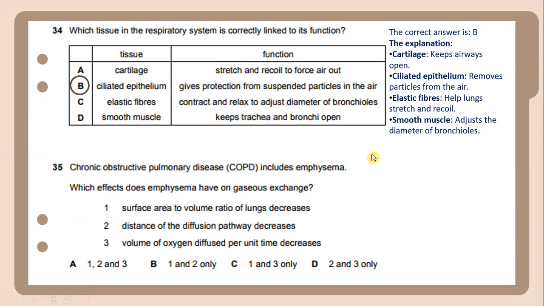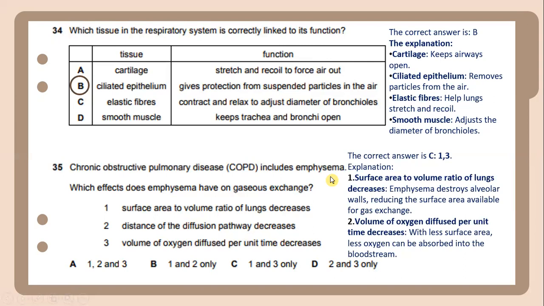Chronic obstructive pulmonary disease, or so-called COPD, includes emphysema. Which effect does emphysema have on gas exchange? The correct answer will be surface area to volume ratio of lung decreases. Emphysema destroys alveolar walls, reducing the surface area available for gas exchange. And the third one will be volume of oxygen diffused per unit time decreases. With less surface area, less oxygen can be absorbed into the bloodstream.